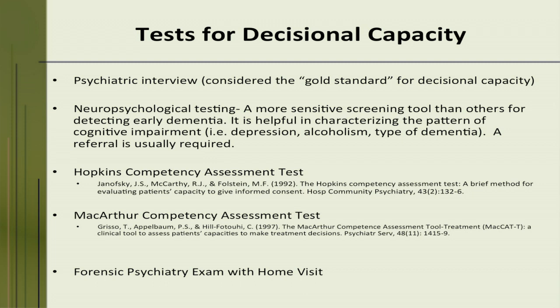Then there's the Hopkins Competency Assessment Test, MacArthur Competency Assessment Test, and there's a forensic psychiatry exam, which includes a home visit. And that home visit is very important, because this goes back to the idea of being able to do something about the situation and have that executive capacity to carry out goals and things for safety and protection. Because if an assessment is done outside of the home, well, these individuals may score well on a test, but when you get to their home, you'll see that they're unable to actually do the things they need to do in order to maintain their health and quality of life.